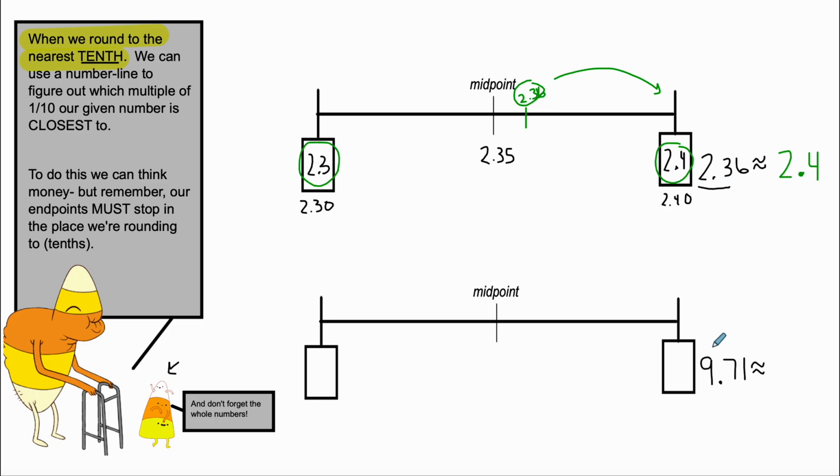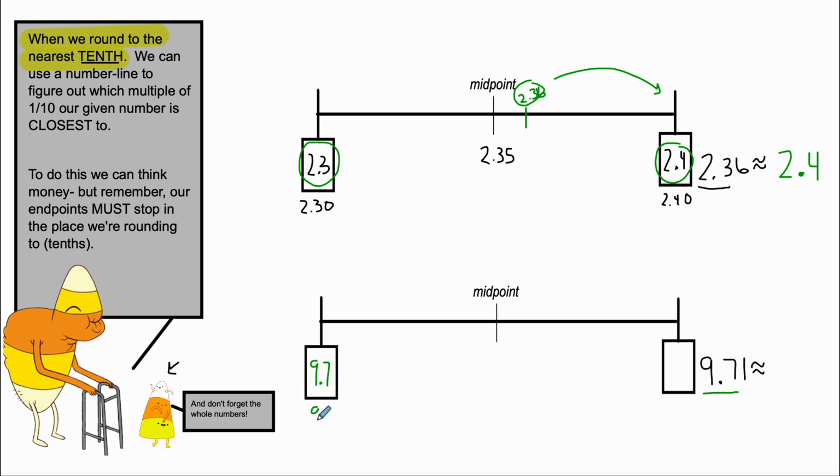All right, let's try another one. Now we want to round 9 and 71/100. Cool beans. I'm going to start in the largest place value and underline until I get to the place I'm rounding to, which is the tenths place. So I know this is the smallest number I can round to, 9 and 7/10. I'm going to write that right in here as one of my endpoints. It's a multiple of 1/10.